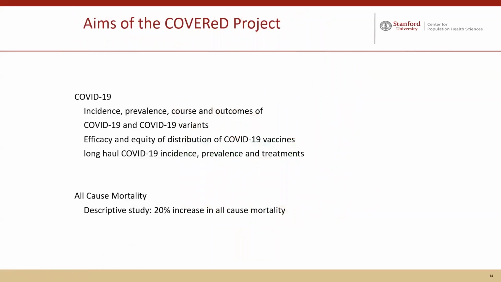Next slide, please. So the aims of the COVID project are pretty simple. We want to look at the incidence, prevalence, course, and outcomes of COVID-19 and the variants. The efficacy and equity of the distribution of the COVID vaccines. And again, working with a state is particularly helpful for that because the vaccine registration data is typically held at the state level. And so kind of matching it with a state APCD is probably the best way to answer that question, as it's taking a while for that data to get into EHRs and claims. And finally, long haul COVID.